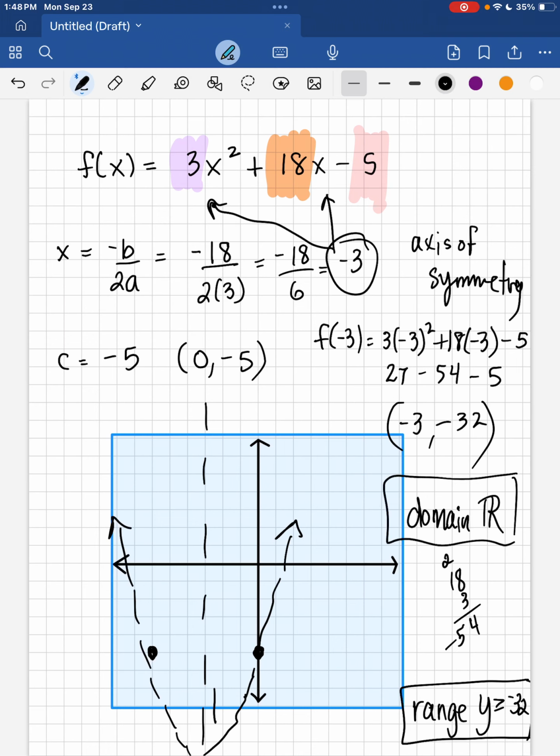Okay. And then finally, where is the function increasing and where is it decreasing? When it is decreasing, that is all the x values to the left of the axis of symmetry. So we would say it's decreasing here, right? It decreases to the left of the point negative 3, the x value of negative 3, and it increases to the right of x equals negative 3. So that's how we would do that.